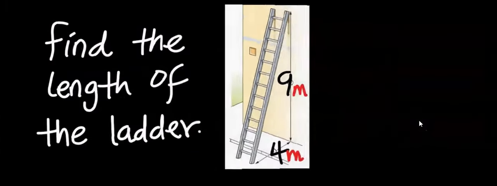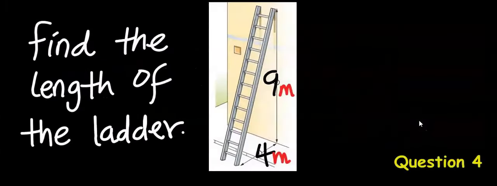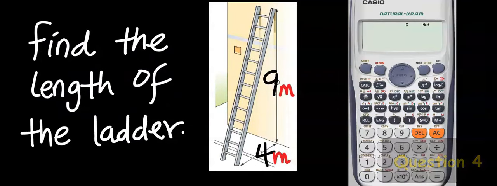Let's find the length of the ladder. The ladder is facing the right angle. Hence, we're going to have square root of 9 squared plus 4 squared. If we press the equal sign and we now change it to decimals, we're going to have 9.85 to 2 decimal places, and your unit will be in meters.